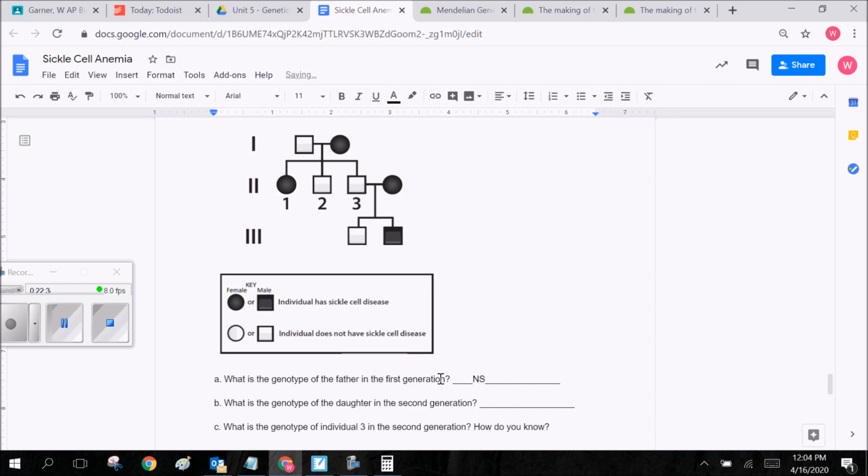What's the genotype of the daughter in the second generation? Well, the daughter here is SS. She has to be because it's a recessive disease. And what's the genotype of individual 3 in the second generation? How do we know? Well, that individual has to be NS because he can only pass on N or S, and she can only pass on S. So she only has S's to pass on. He has either an N or an S. And I'm so sorry, I am saying N, not N, just in case.